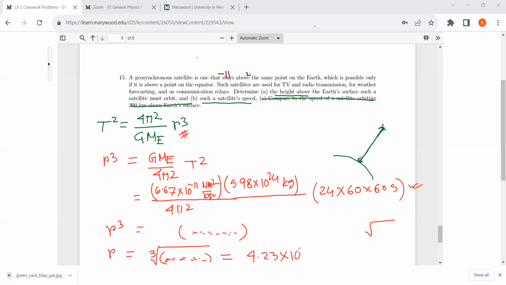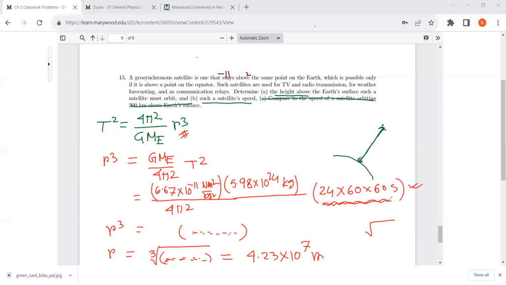4.23 times 10 to the power 7 meter. So this is basically the distance of the satellite, the geosynchronous satellite, from the center of the Earth. We use this time period because for a geosynchronous satellite the time period is 1 day, so that's why we use this one. I forgot to mention earlier.